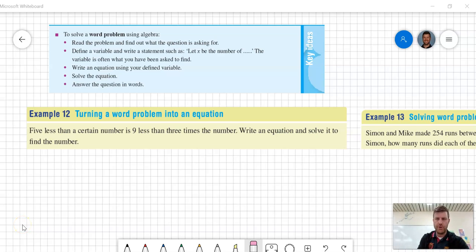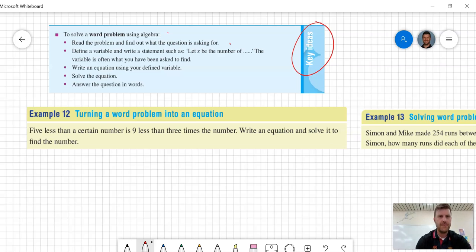In today's video I'm going to show you two examples of solving linear equations that are initially written in worded problems. I'm going to show you just again the key ideas from the textbook here. There's a few dot points I'm going to run through quickly and then I'll get straight into those two examples. So it says here to solve a worded problem using algebra. First of all, read the problem and find out what the question's asking for.